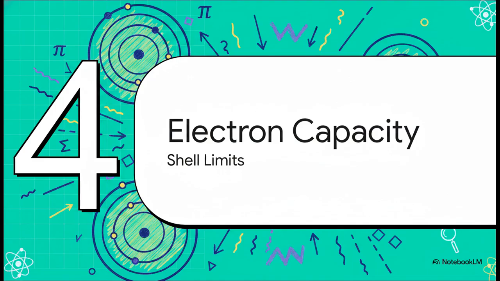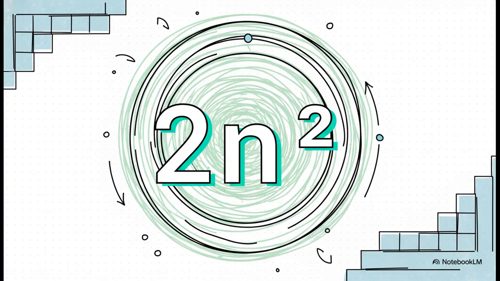Section 4, electron capacity of shells. Let's uncover the strict mathematical rule that dictates exactly how many electrons each of these shells can actually hold. The fundamental formula you absolutely need to remember for your exams is 2n squared. In this simple, elegant formula, the letter n represents the shell number. Let's apply this logically, shall we?